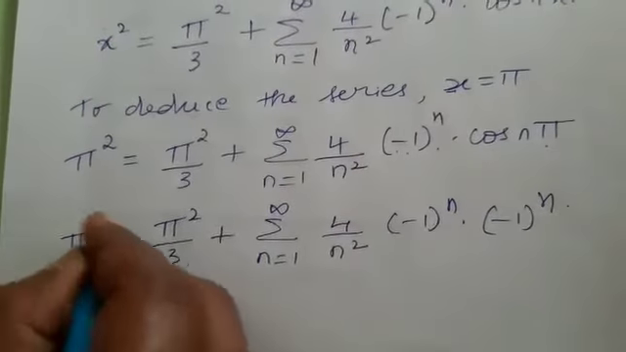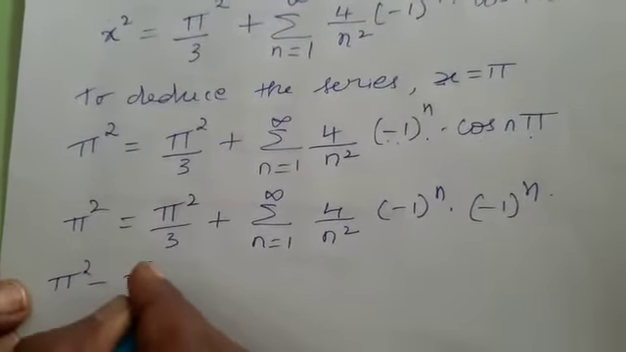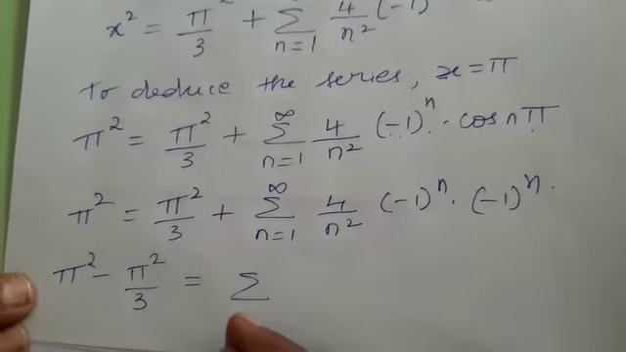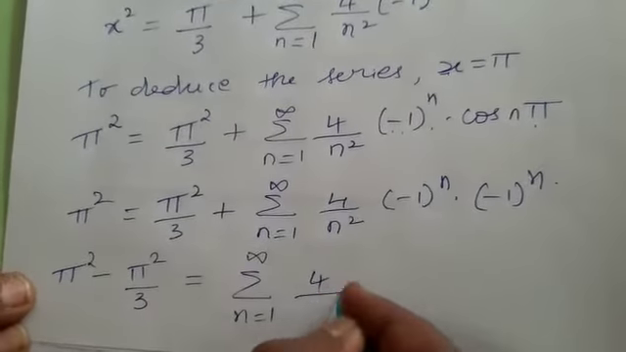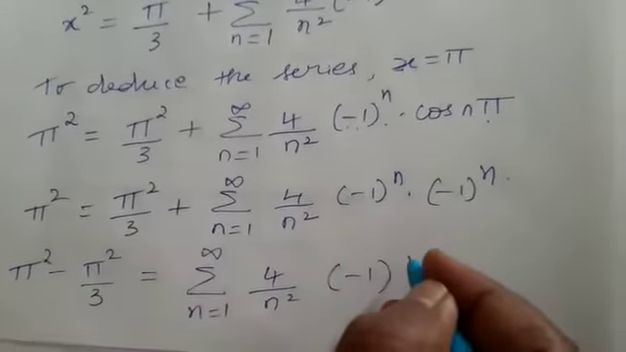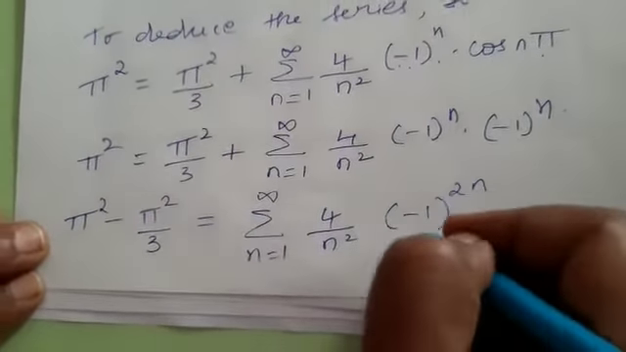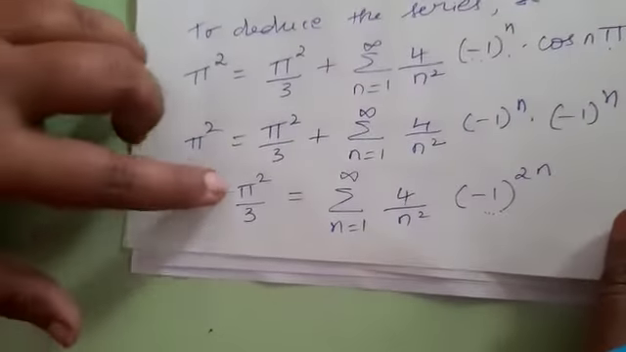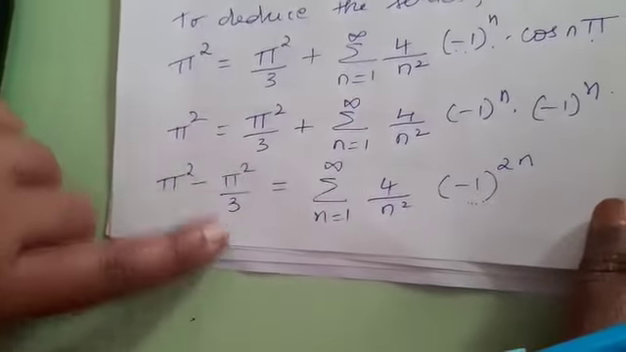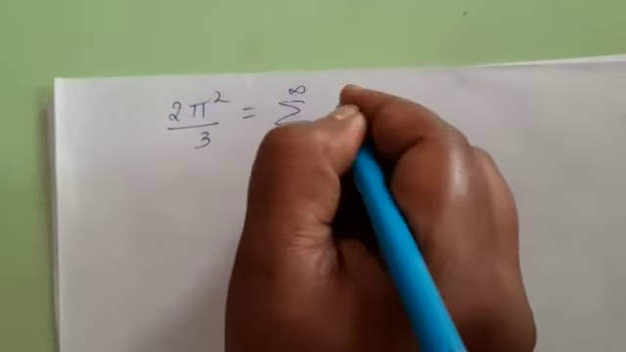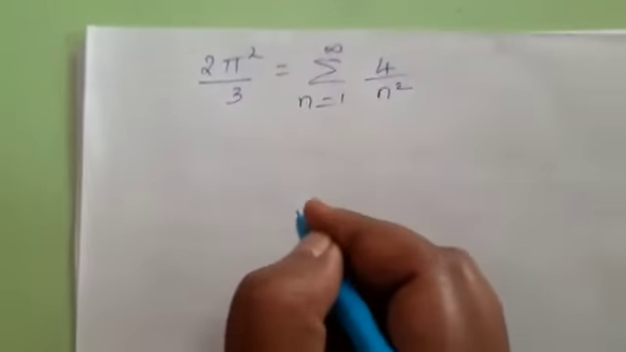So if I take this π² to the other side, I get π² minus π²/3 is equal to summation n equals 1 to infinity 4/n² (-1)^(2n). 2n means this whole thing is positive. We will get the positive value, and here we will take the LCM. 3π² minus π² is 2π²/3. You are going to get 2π²/3 is equal to summation n equals 1 to infinity 4/n².